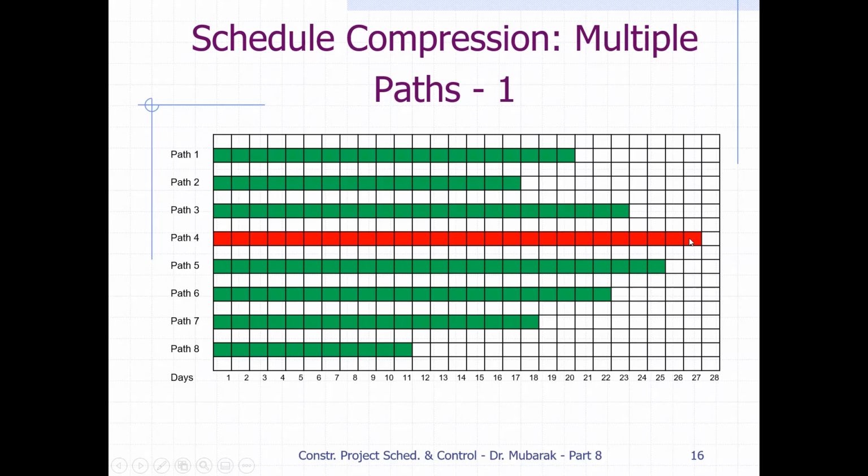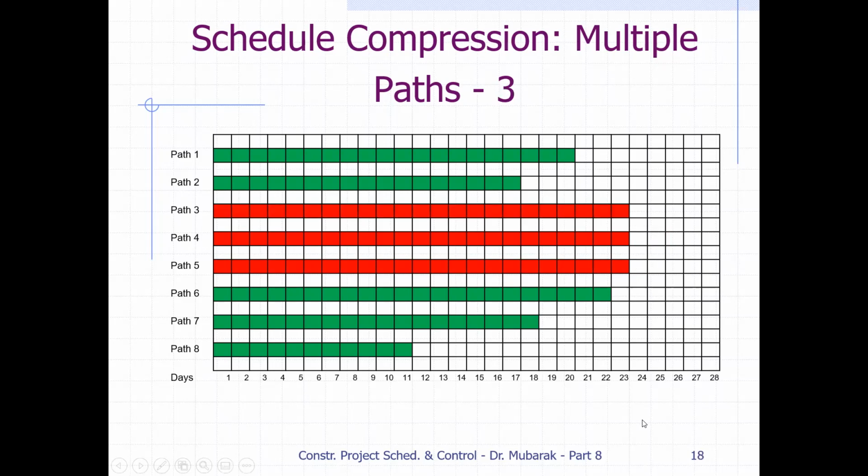Then the shape will look this way. It means now path number 4 and 5 both become critical. Path 4 and 5 both become critical. So if we want to shorten the project duration, we have to shorten it on each path, 2 days from path number 4 and 2 days from path number 5. Then we can shorten the project duration.